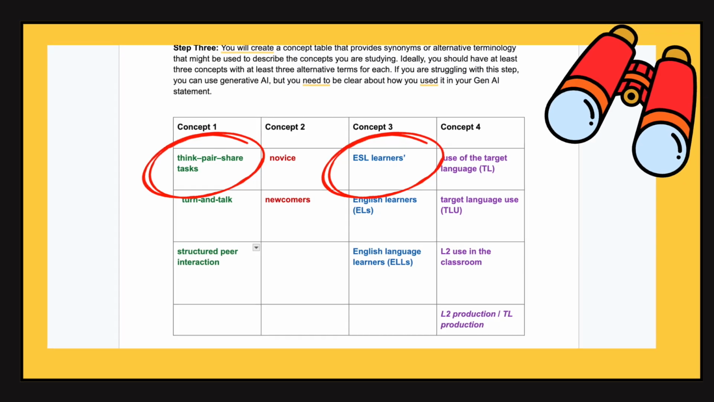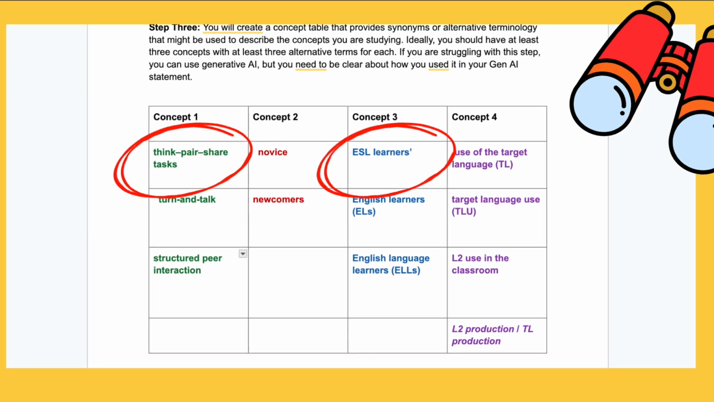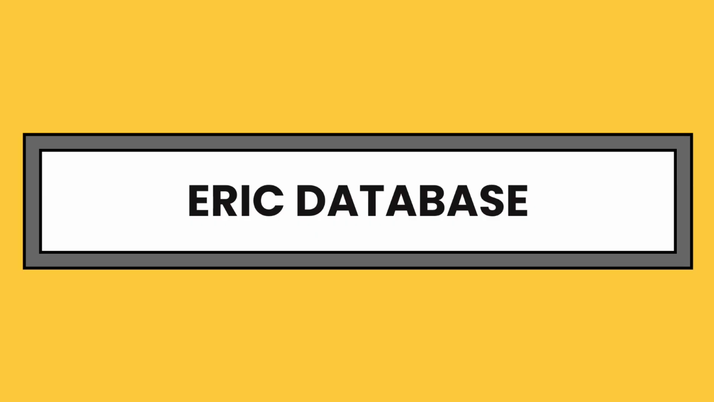In my last video, I showed you how to use GenAI to generate a list of keywords and phrases for your search. So now we're going to put those words to work. Let's start with two of our keywords, Think, Pair, Share, and ESL learners. Let's give this a try in the ERIC database.